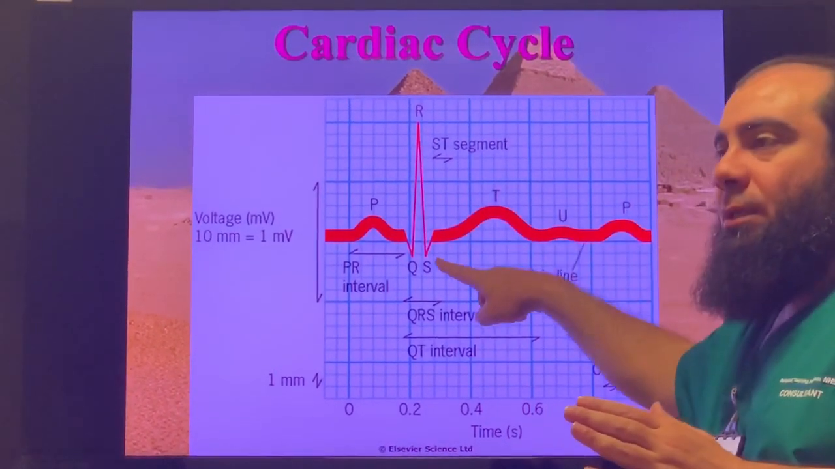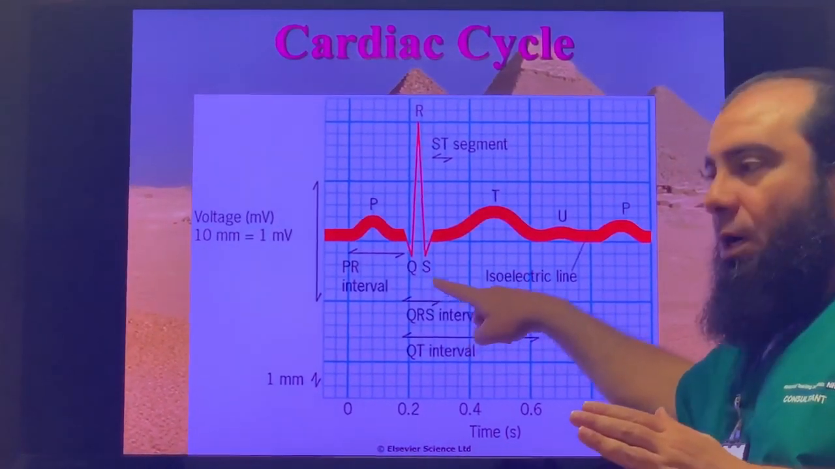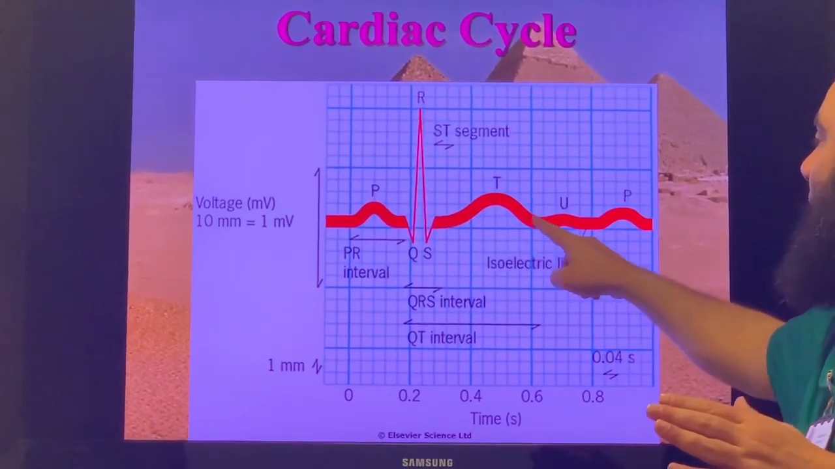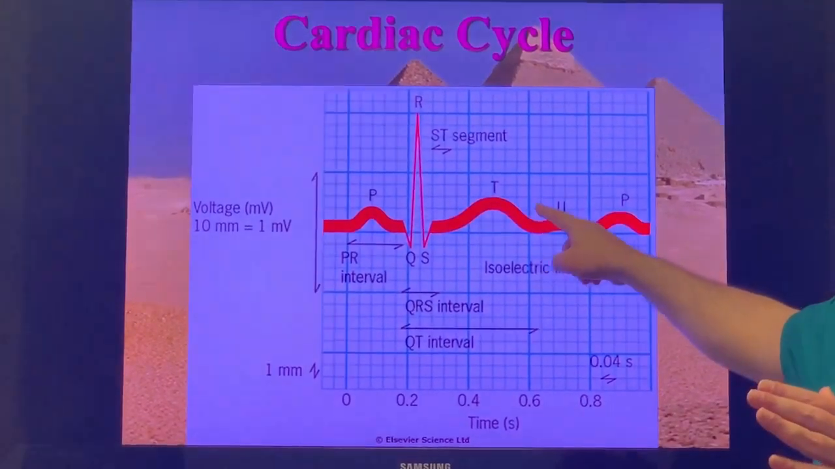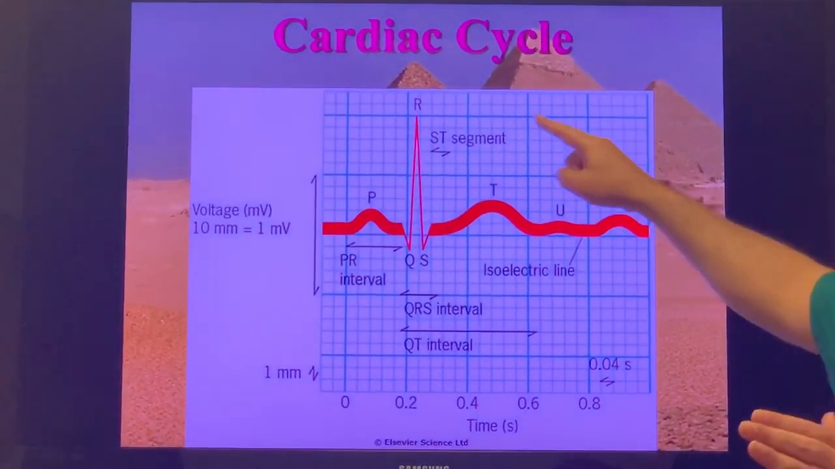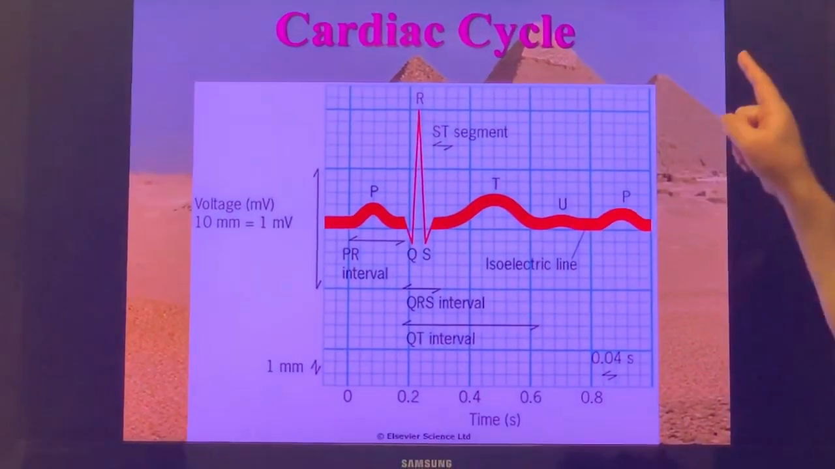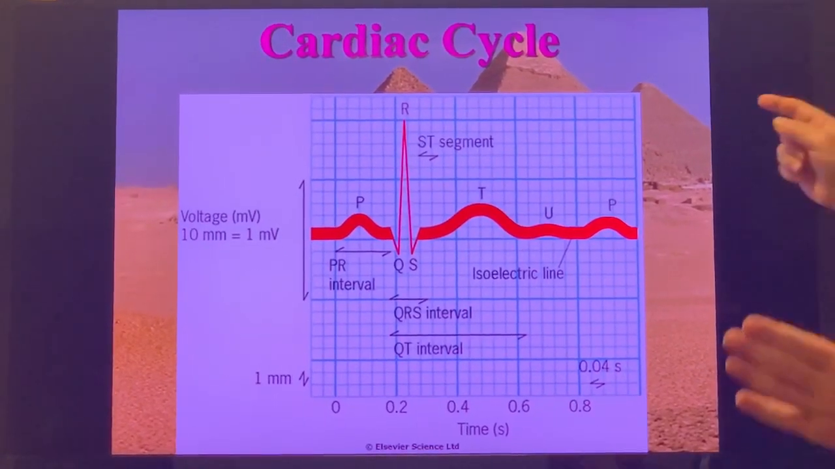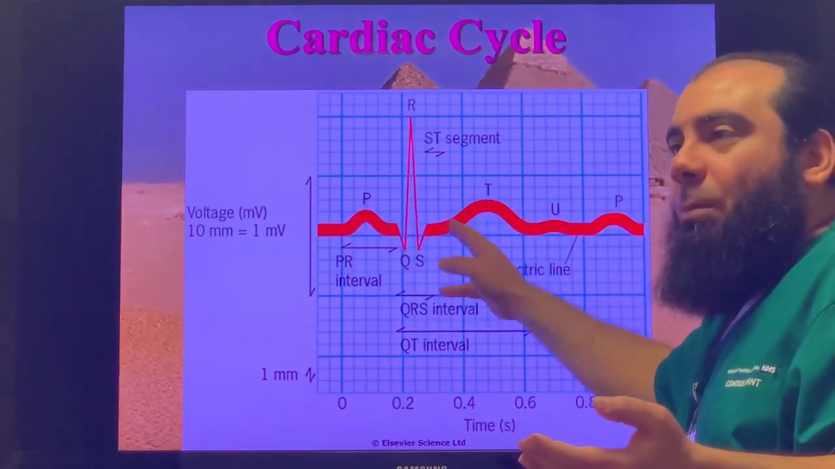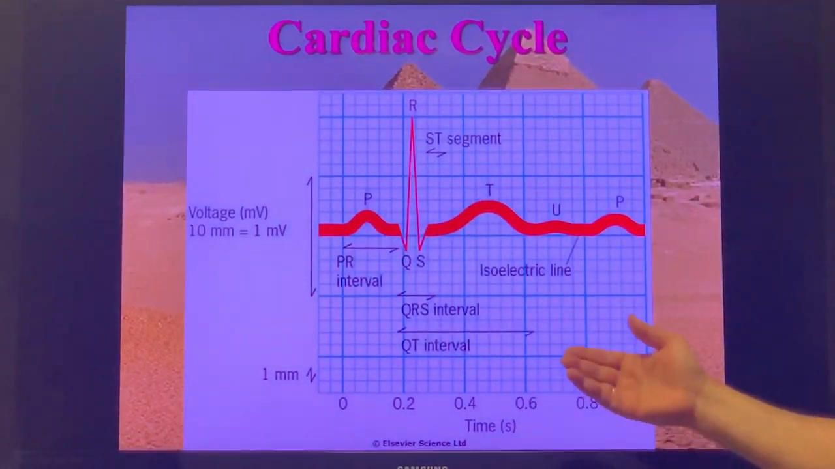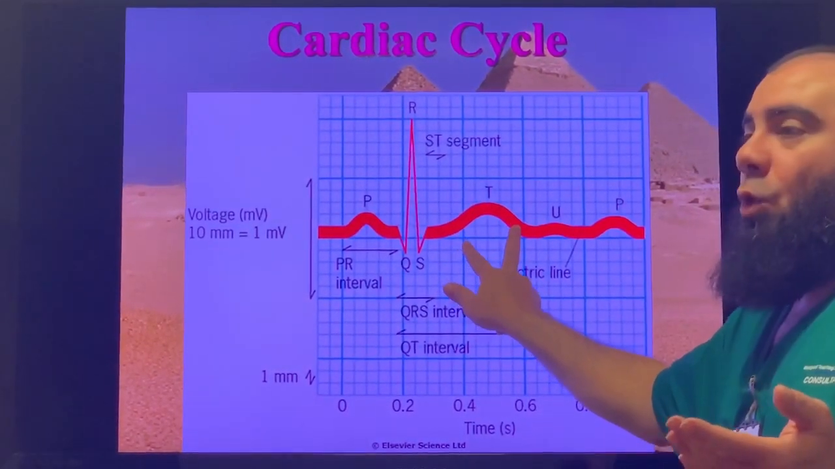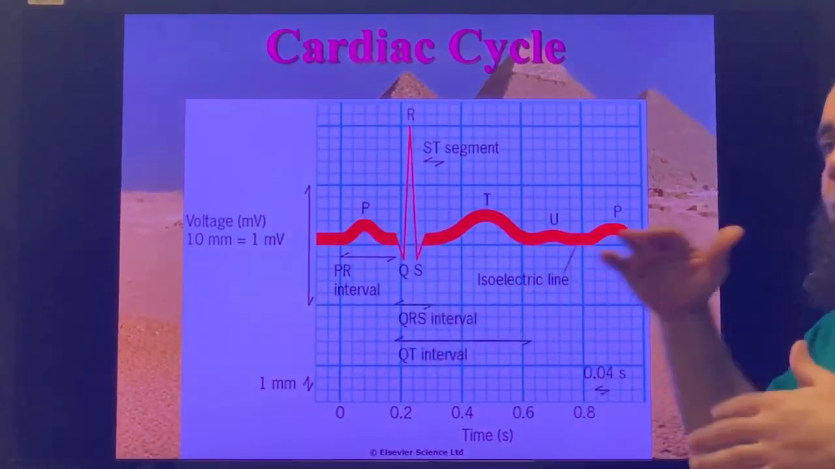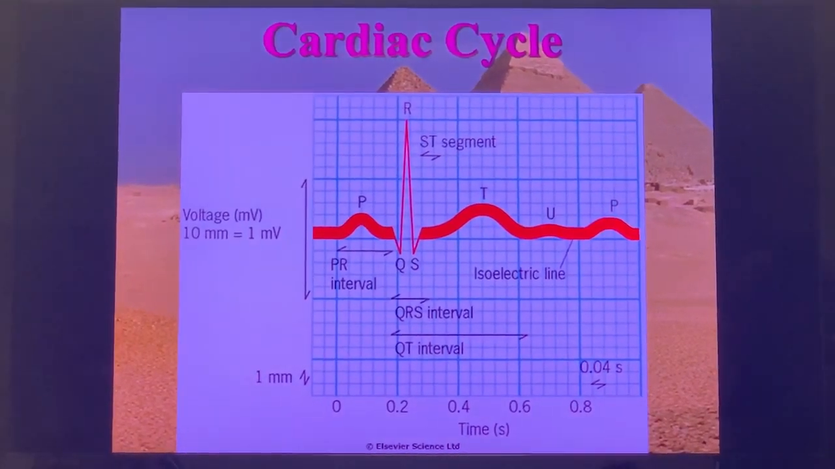QRS complex represents what? Ventricular depolarization again. Okay. And the T represents what? Repolarization of the ventricles. And what about the atrial repolarization? Not shown. Why? Hidden. The P wave is already tiny in comparison with the complex. Can you imagine the repolarization of the ventricle in comparison to the depolarization? It is very minor. So it is actually obscured in the complex, so we cannot see it.